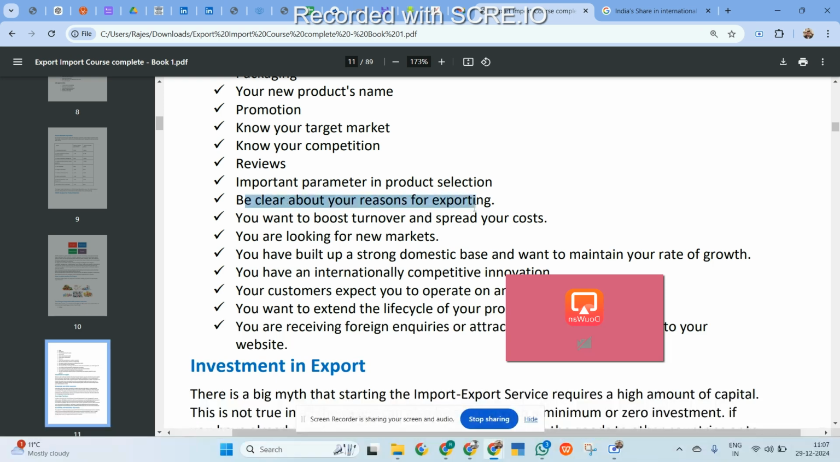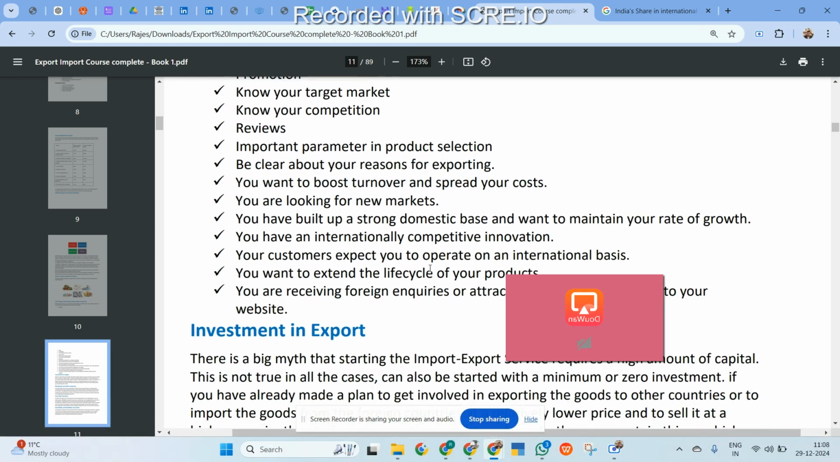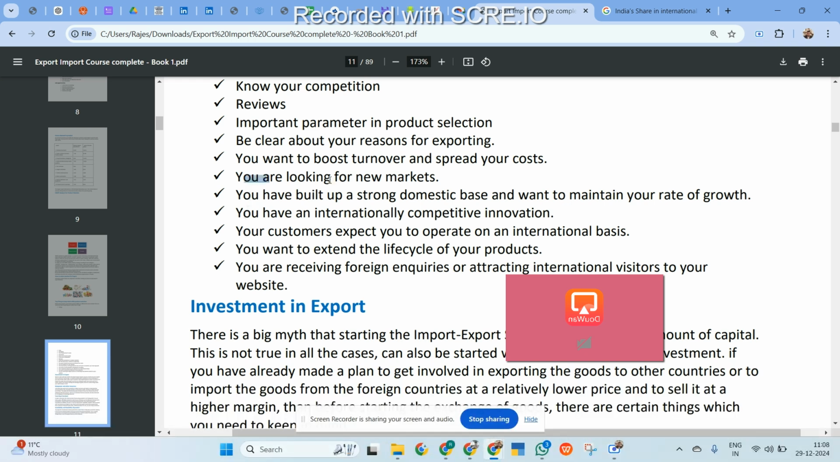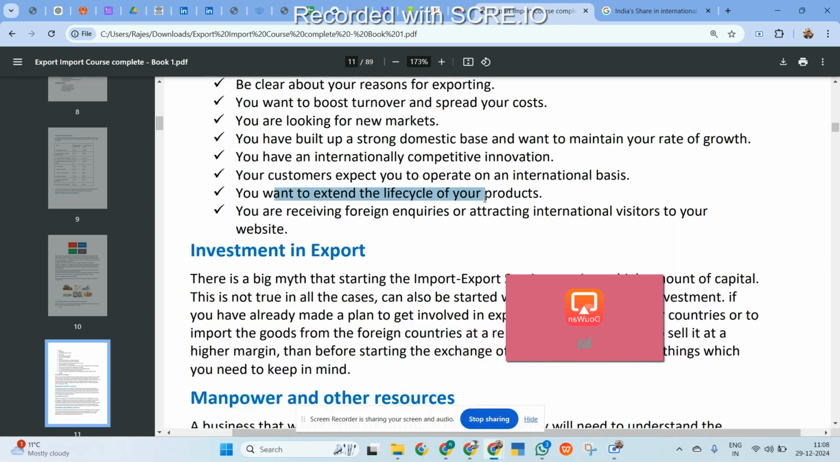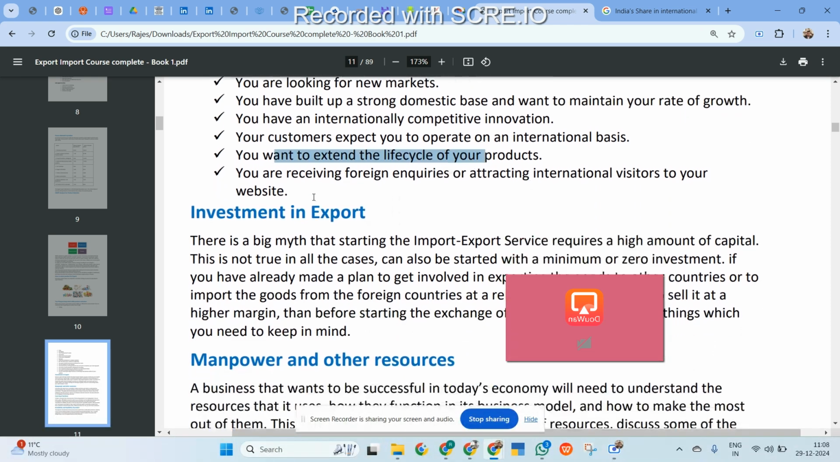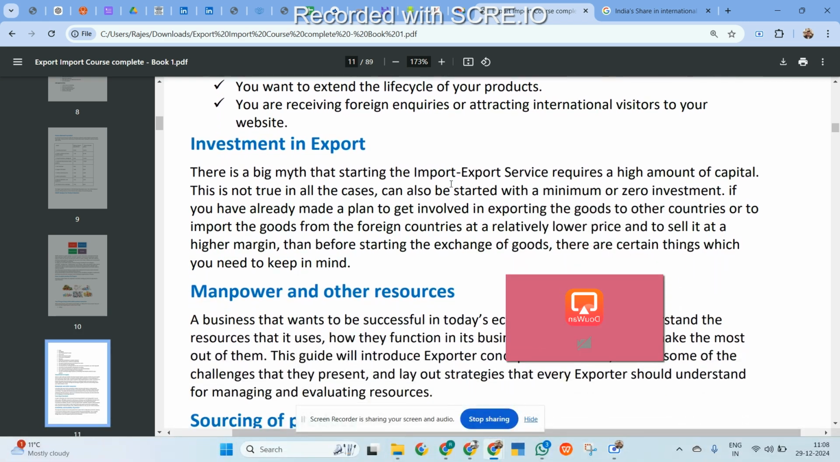Be clear about your reasons for exporting. You want to boost turnover and spread your cost. You are looking for new markets. You have built up a strong domestic base and want to maintain your rate of growth. You have an internationally competitive innovation. Your customers expect you to operate on an international basis. You want to extend the life cycle of the product. You are receiving foreign inquiries and attracting international visitors.